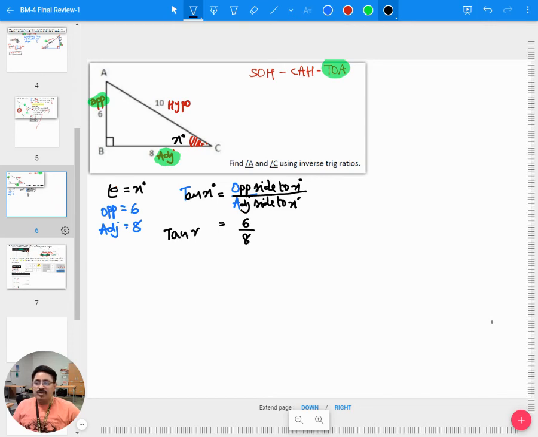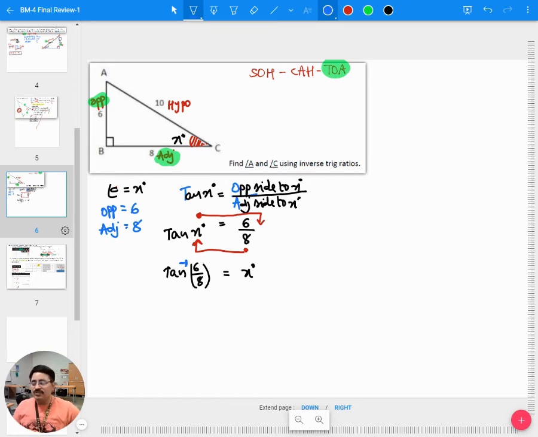Whenever you are asked to find the angle, you have to do a small jugglery. So x goes to the other side, whatever the value, let it be a decimal or a fraction or a whole number, bring it to the other side. When you do this, 6 over 8 comes to the other side and x goes to the other side of the equal sign. At this point, don't forget to keep this inverse sign, tan inverse.